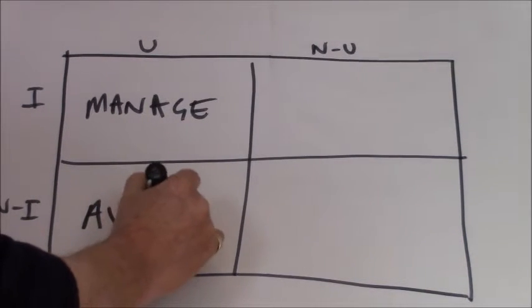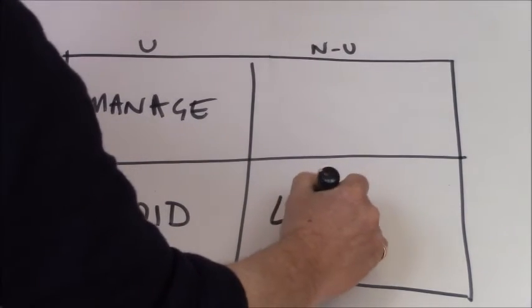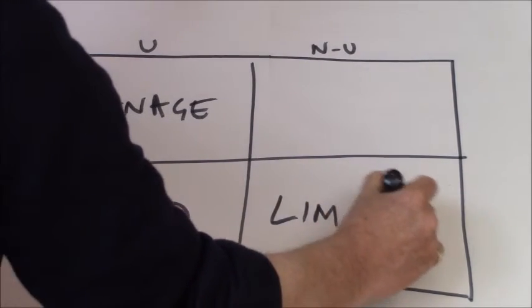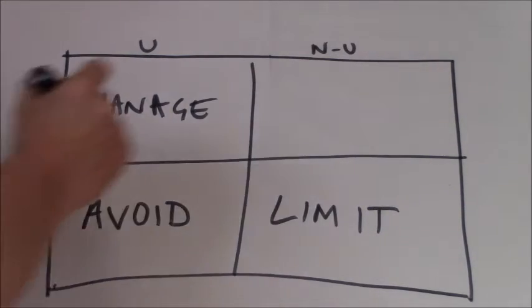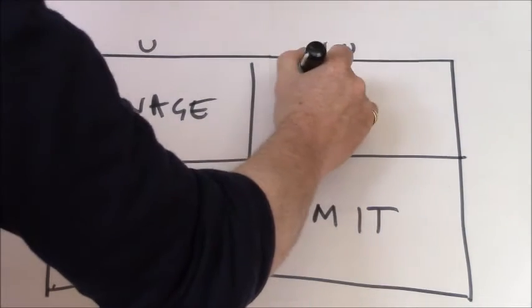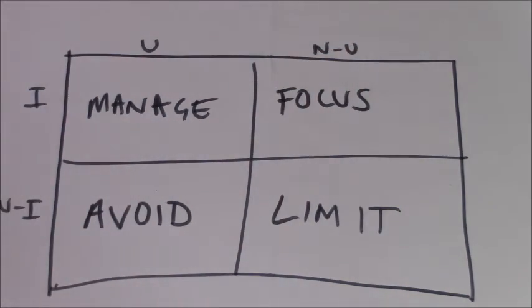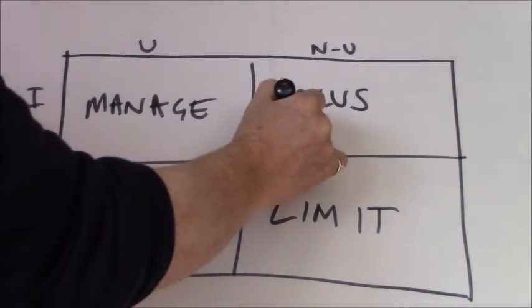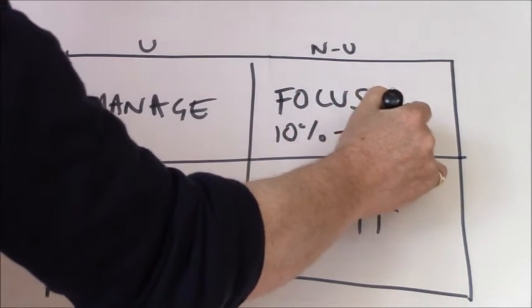So the real key thing is that you need to try and manage those quadrant 1. Try and work out what falls into quadrant 3 and avoid those. Limit yourself quite consciously and deliberately in terms of what falls into quadrant 4, and find time to focus on what goes into quadrant 2. Just 10% of your time a week will make a huge difference, up to 30%, even better.